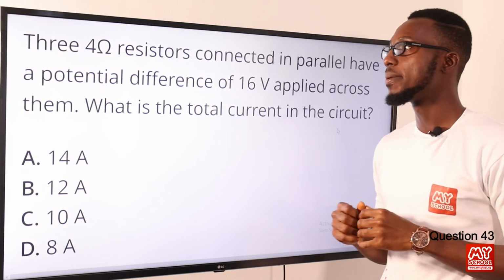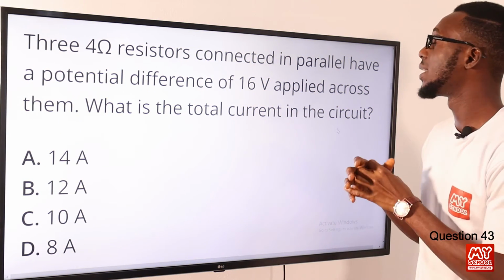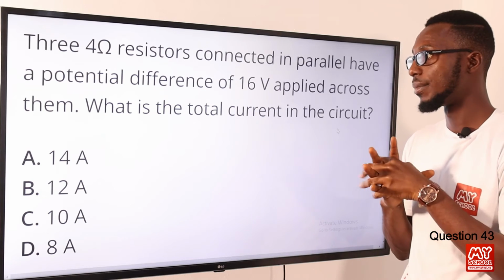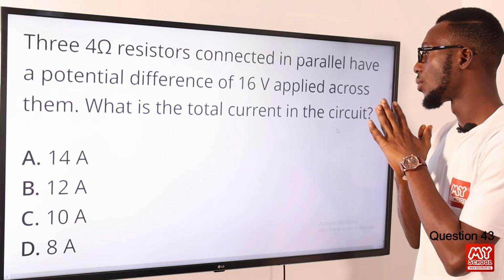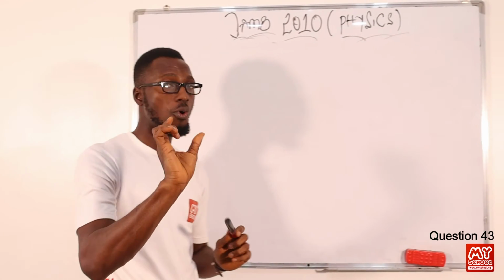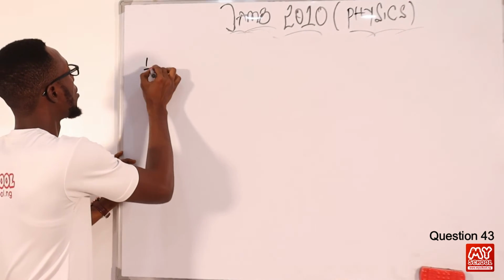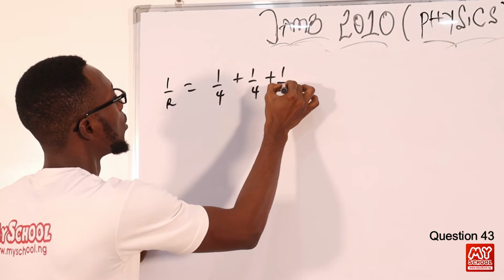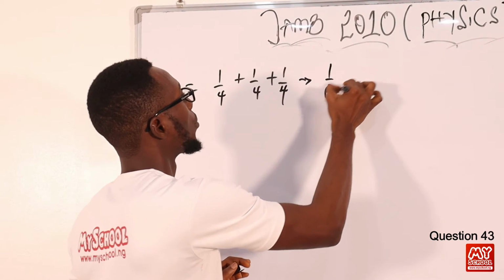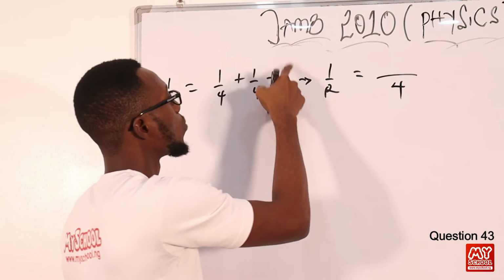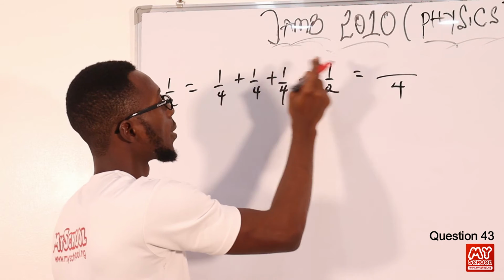Question 43. Three 4 ohm resistors connected in parallel have a potential difference of 16 volts applied across them. What is the total current in this circuit? All right, at first we have the arrangement of these resistors in parallel, each one 4 ohms. So in parallel I have 1 over R total equals 1 over 4 plus 1 over 4 plus 1 over 4. Since the same denominator, 1 plus 1 plus 1, that is 3.